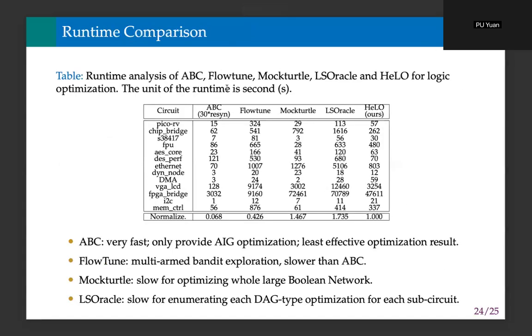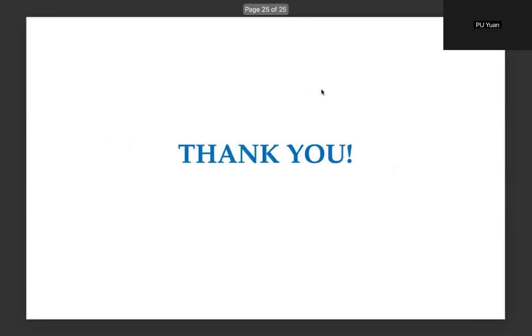This is the runtime analysis. ABC is very fast, but it's less effective in optimization. Flowtune conducts multi-armed bandit exploration, so it's slower than ABC, and Mockturtle is slow for optimizing the whole large Boolean network. LS Oracle is slow because it has to enumerate each DAG type optimization for each subcircuit. Okay, that's the end of the presentation. Thank you very much.